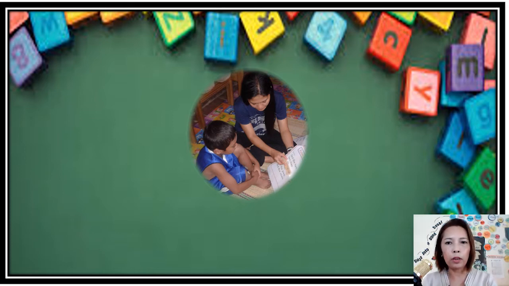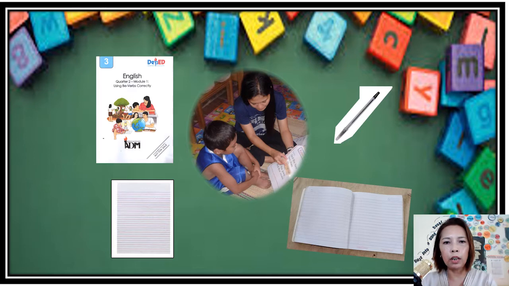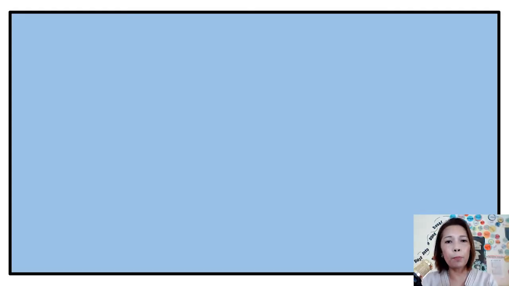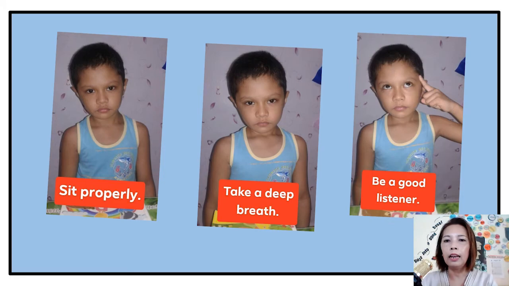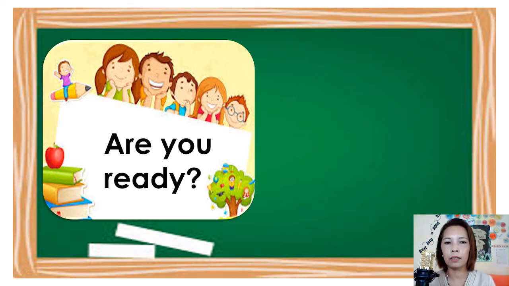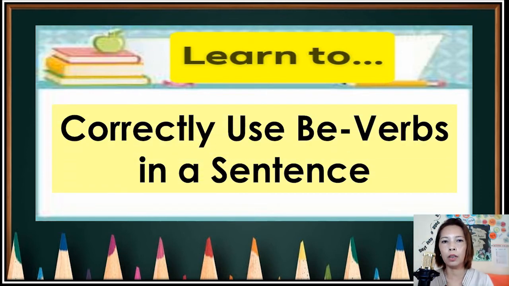Okay. Be sure you have your ball pen, notebook, sheets of paper, and of course, your module in English grade 3, quarter 2, module 1, with the topic using be-verbs correctly. Sit properly and make yourself comfortable. Take a deep breath and be a good listener. Are you ready? Let's start. Grade 3 kids, after going through this module, you are expected to correctly use the be-verbs am, is, are, was, were in a sentence. Enjoy your journey. Good luck.